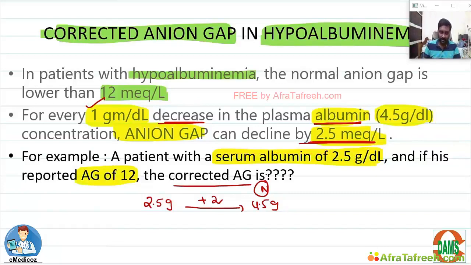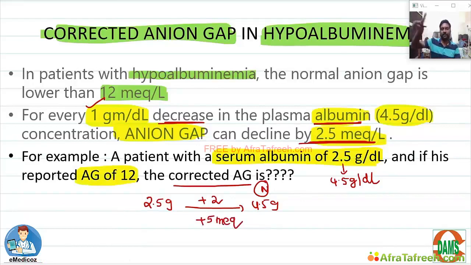So here, to standardize it to normal individual's albumin, we can take it as 4.5 gram. So if we standardize this albumin to normal individual albumin, anion gap can increase by 5 milliequivalent. So for 1 gram, it will be 2.5. For 2 gram, it will be 2.5 into 2, that is 5 milliequivalents.